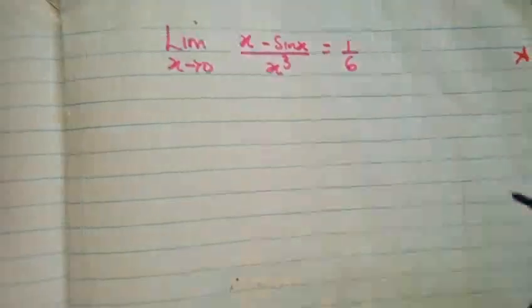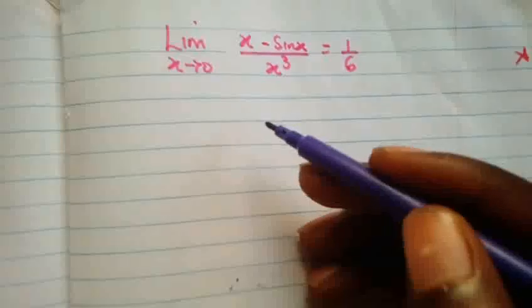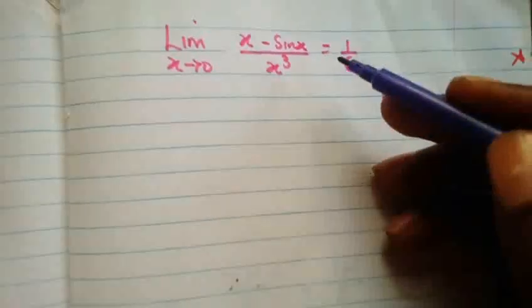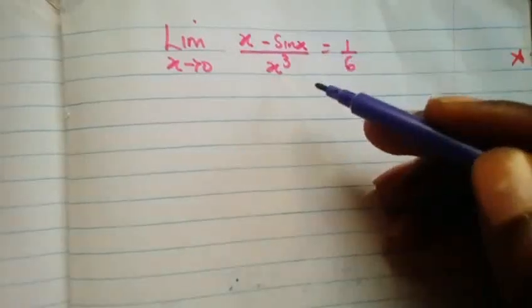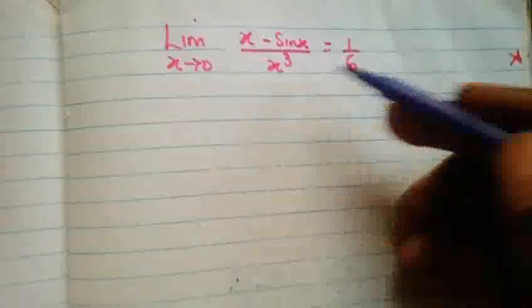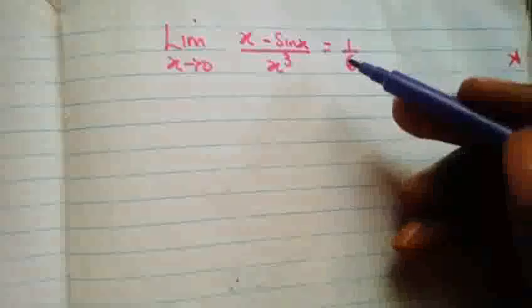Today we have the following limit problem. Limit as x is approaching 0 of (x minus sine of x) all over x cubed is equal to 1 over 6. We are asked to prove the closed form of this limit.